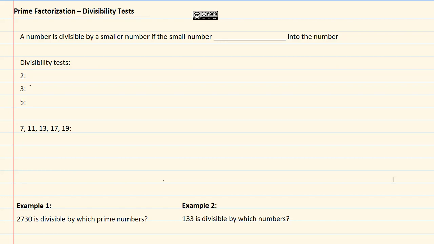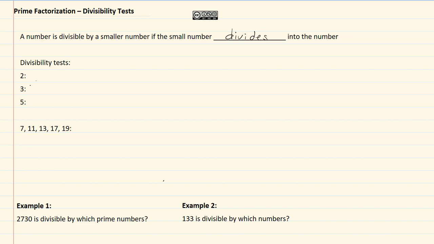Prime factorization, divisibility tests. A number is divisible by a smaller number if the small number divides into the number. We have some really nice divisibility tests that really help us find the prime factorizations for numbers. The first one is for 2.